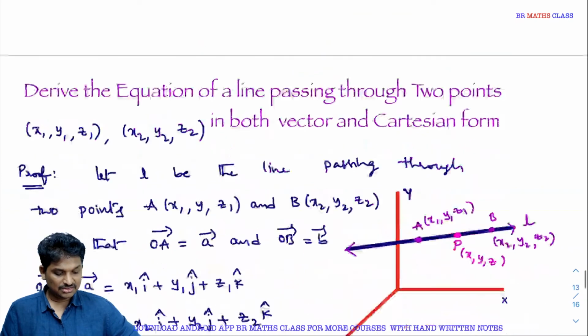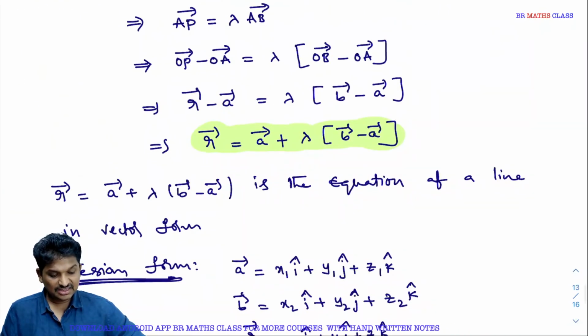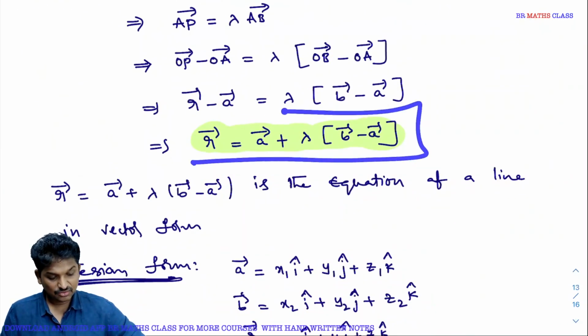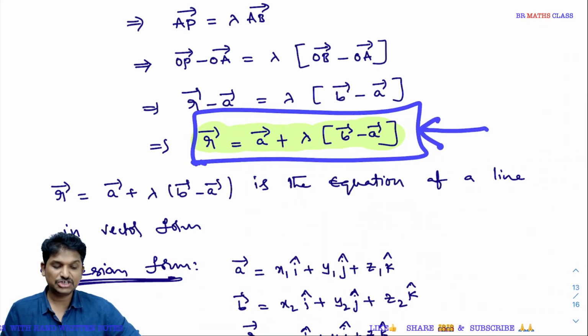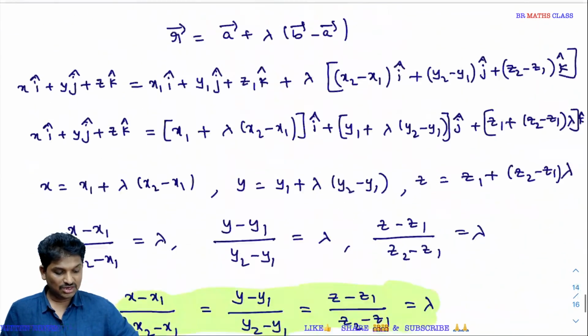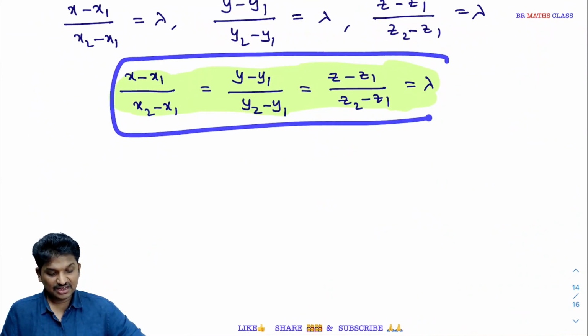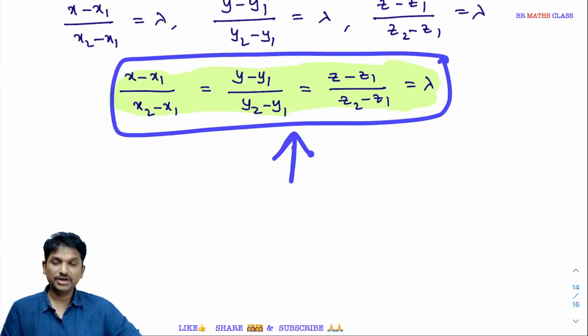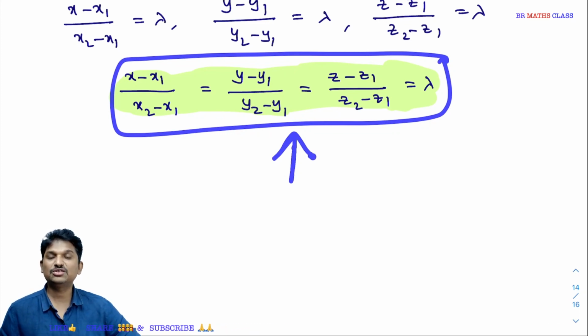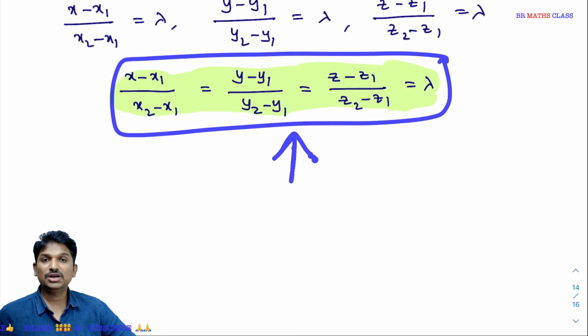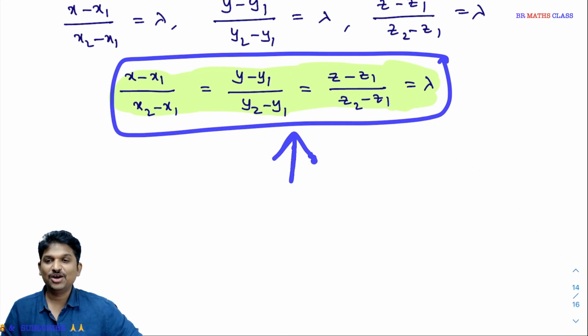Next one. By seeing this, you need to say what this is. This is the equation of a line passing through 2 points whose position vectors are a bar and b bar in vector form. You must be in a position to answer that. And what is this? This is the equation of a line passing through 2 points in Cartesian form. Those 2 points are x1, y1, z1 and x2, y2, z2. If you understand what I am telling now, you are ready to do the exercise problems, right?